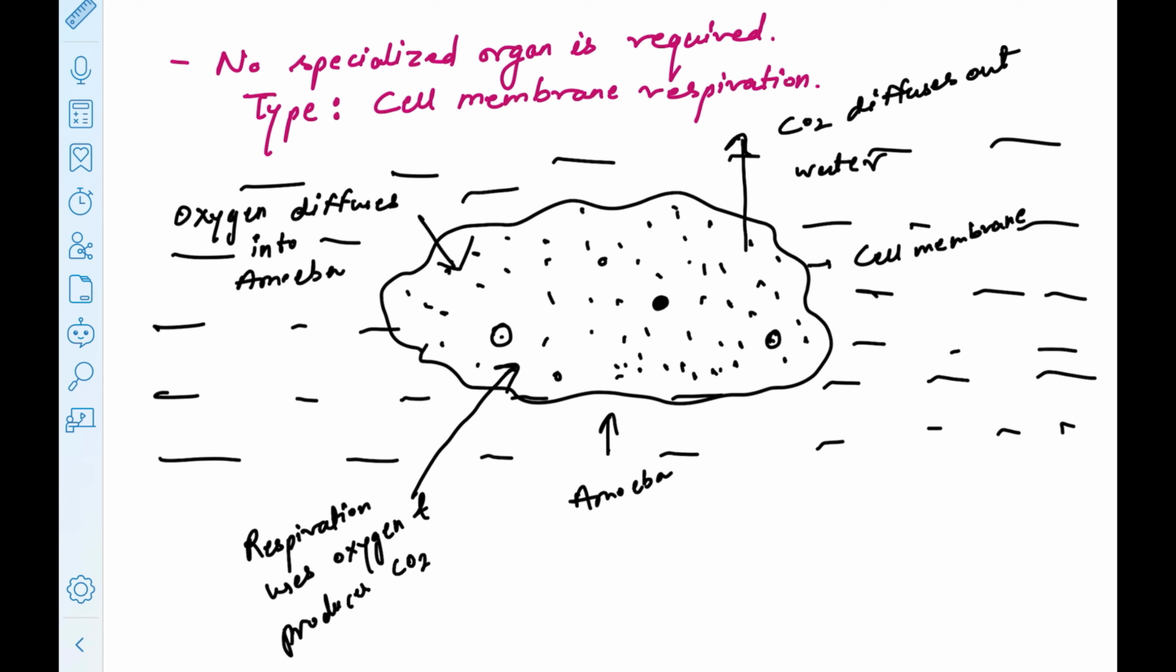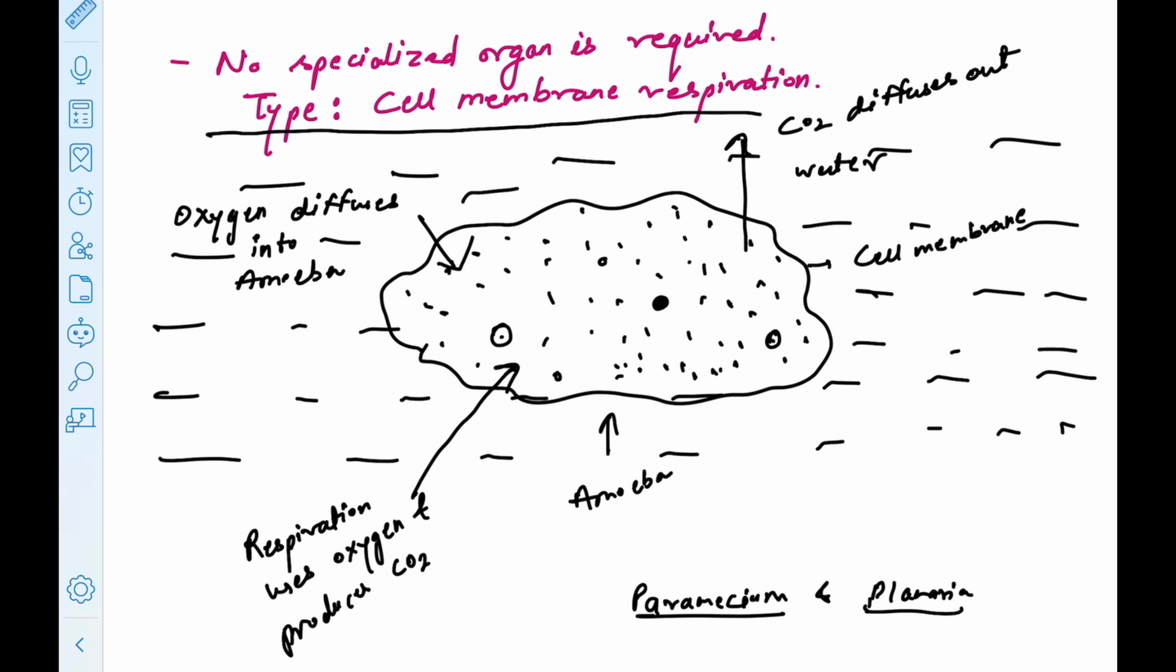All unicellular organisms like paramecium and planaria also depend on simple diffusion of gases for breathing and respiration. Okay, and it's a type of cell membrane respiration.